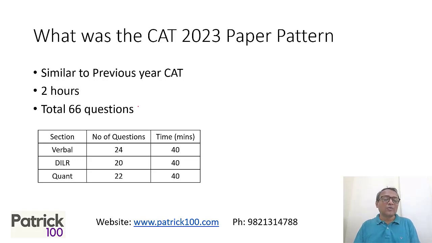Now, what was the pattern in 2023? It was the same as the previous year. 2 hours paper, 66 questions: verbal 24, DRR 20, quant 22. I mean, the pattern was different a few years back, but for the last few years, this has been the pattern. 3-section paper, verbal 24, DRR 20, quant 22, with 40 minutes per section.